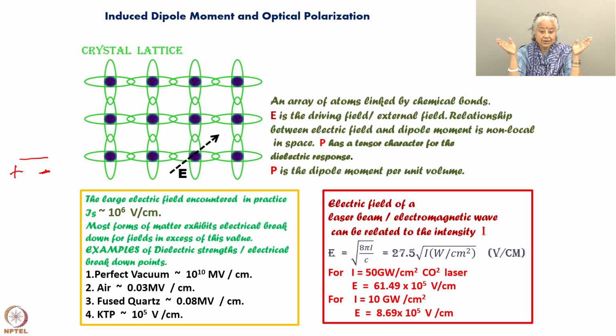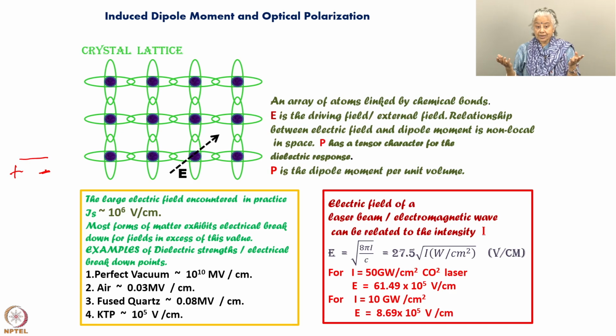Generally, the large electric fields encountered in practice are around 10 to the power 6 volts per centimeter. I just assume they are quite large fields, okay, and most forms of matter will exhibit electrical breakdown for fields which are higher than 10 to the power 6 volts per centimeter. Okay. So, what do I mean by electrical breakdown?